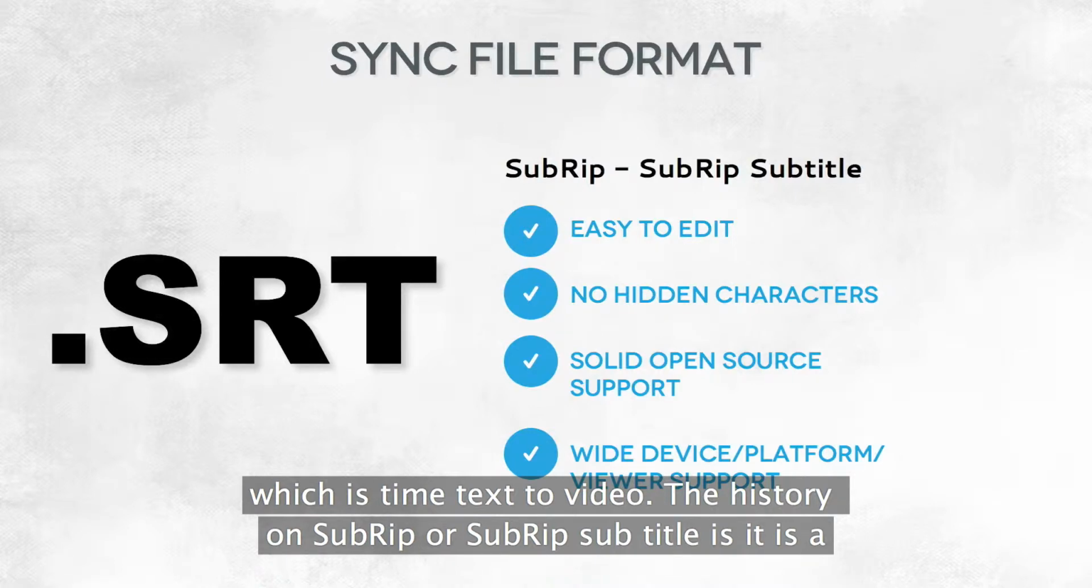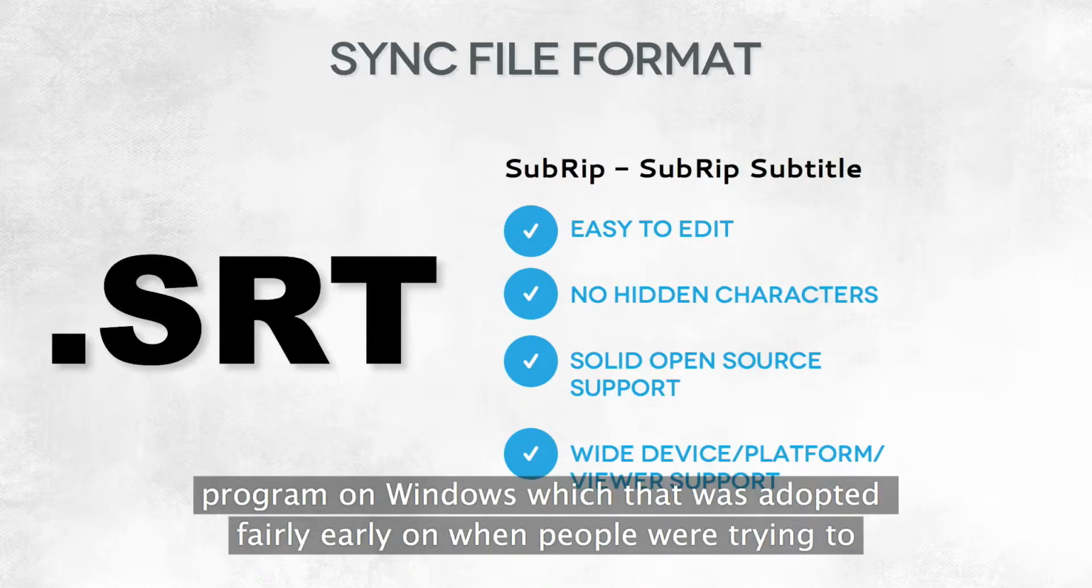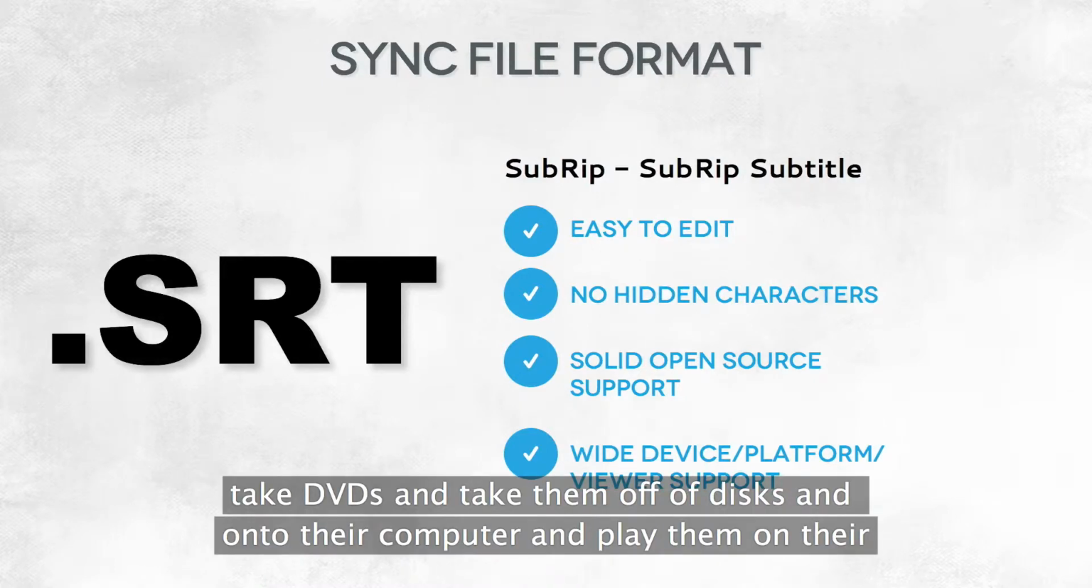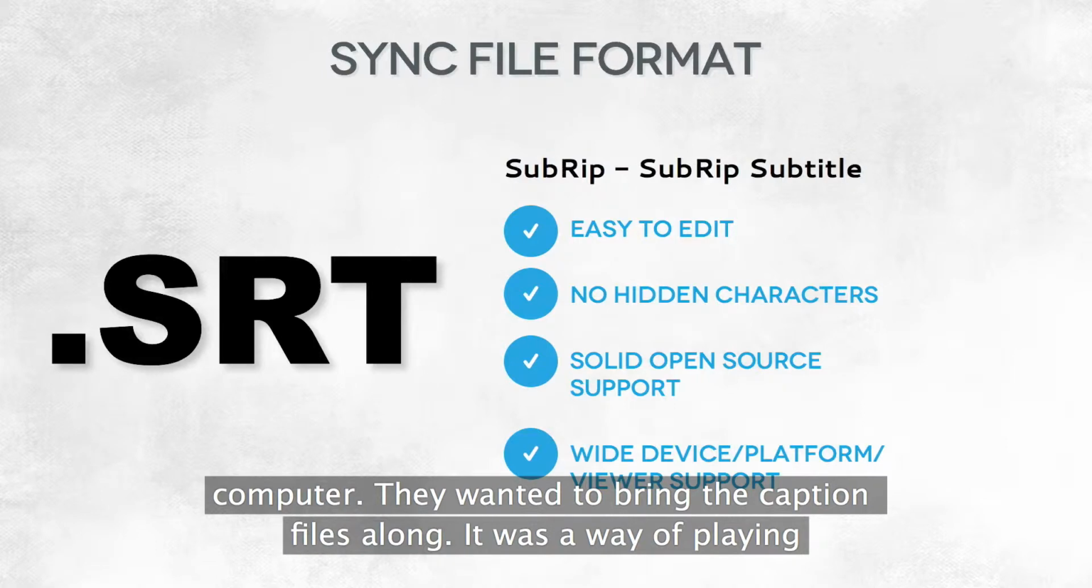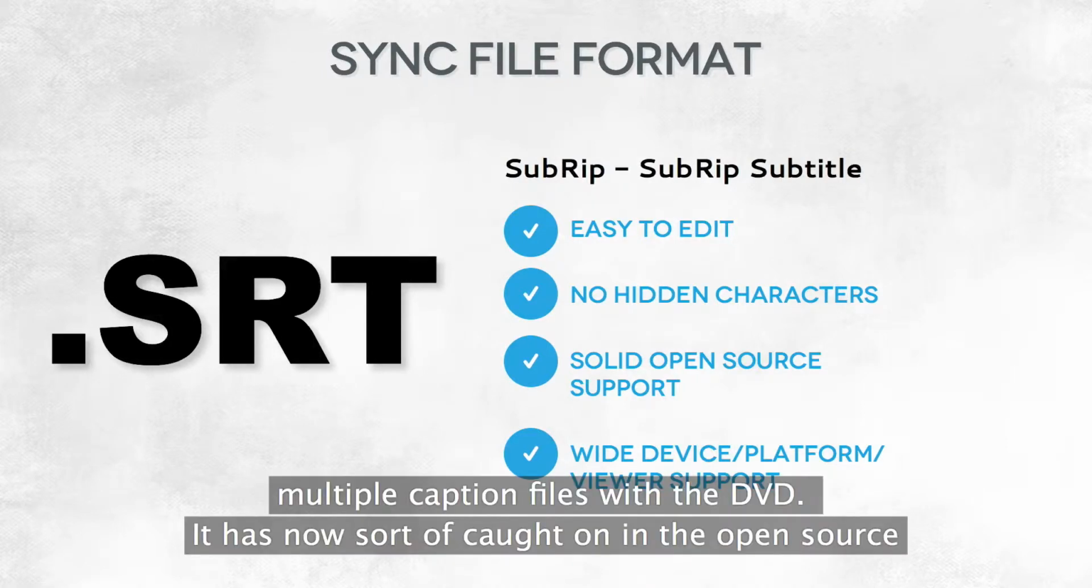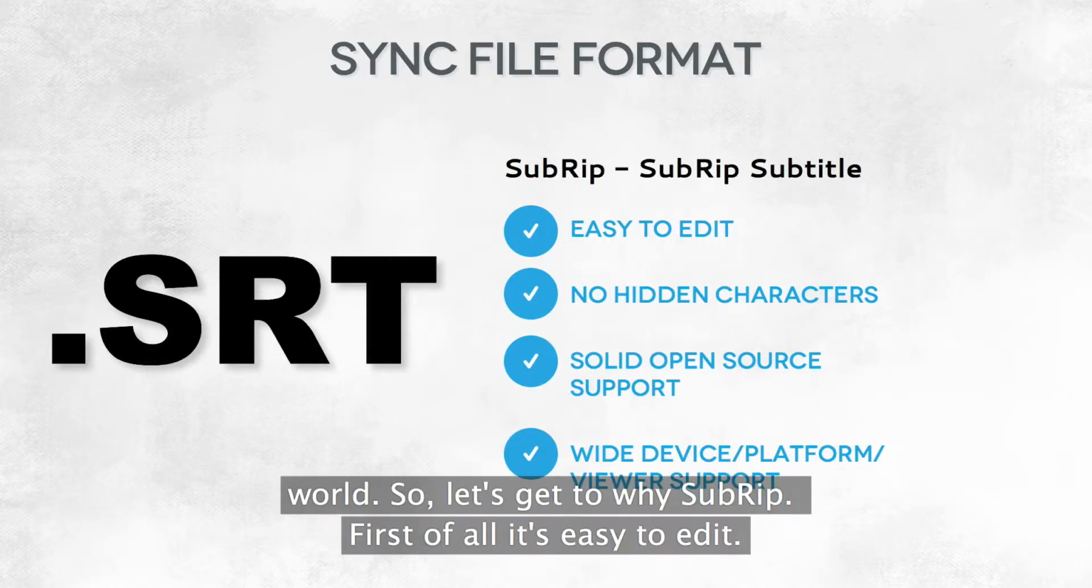The history of SubRip, or SubRip subtitle, is that it is a program on Windows that was adopted fairly early on when people were trying to take DVDs off of disk and onto their computer and play them on their computer, and they wanted to bring the caption files along. So it was a way of playing multiple caption files with the DVD. It has now sort of caught on in the open source world. So let's get to why SubRip.